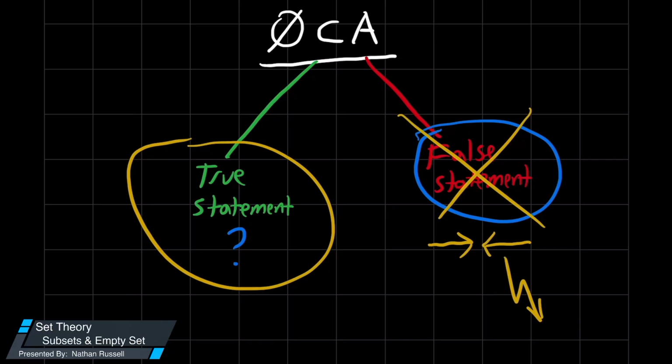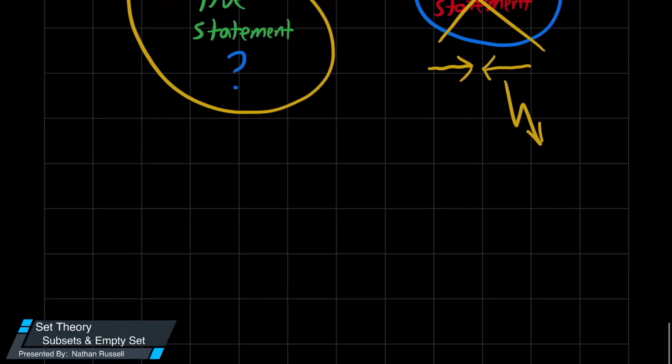It's a vacuously true statement. The only reason that it's true is because the alternative is false. There are always two subsets of a set. The set itself is always a subset, and the empty set is always a subset.